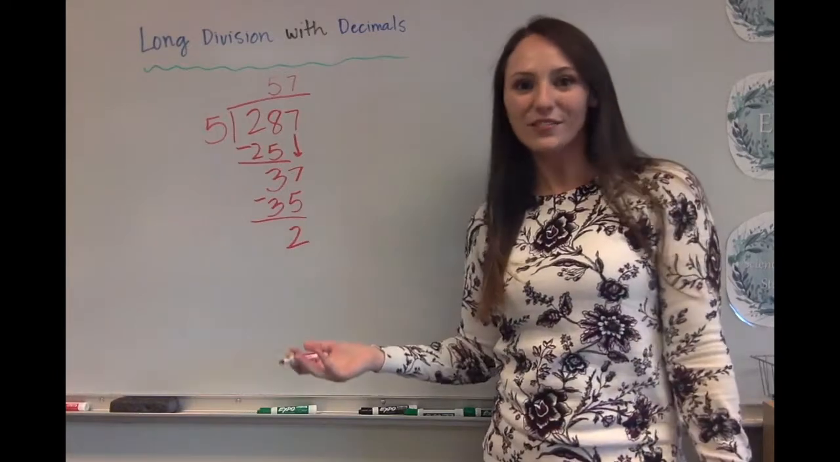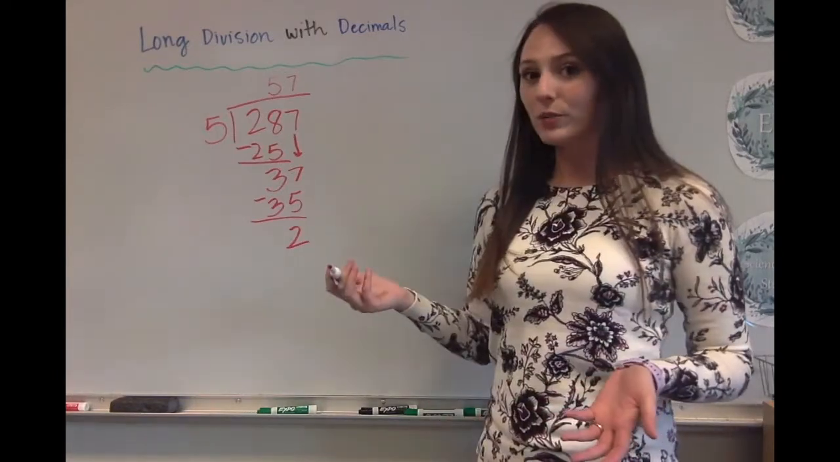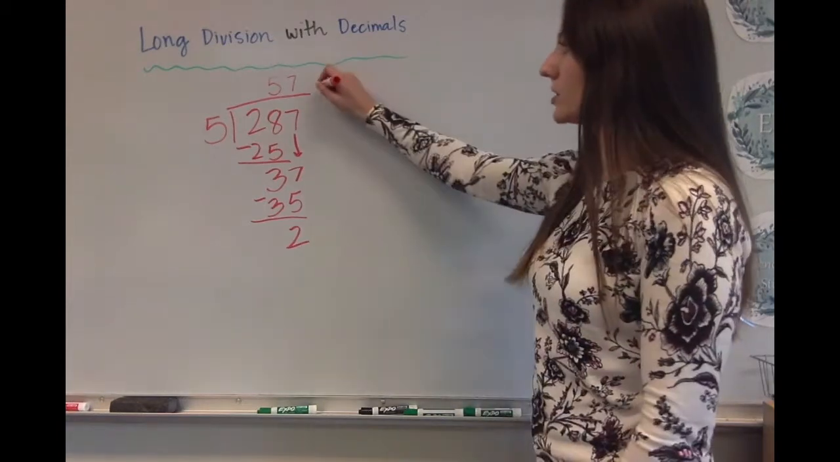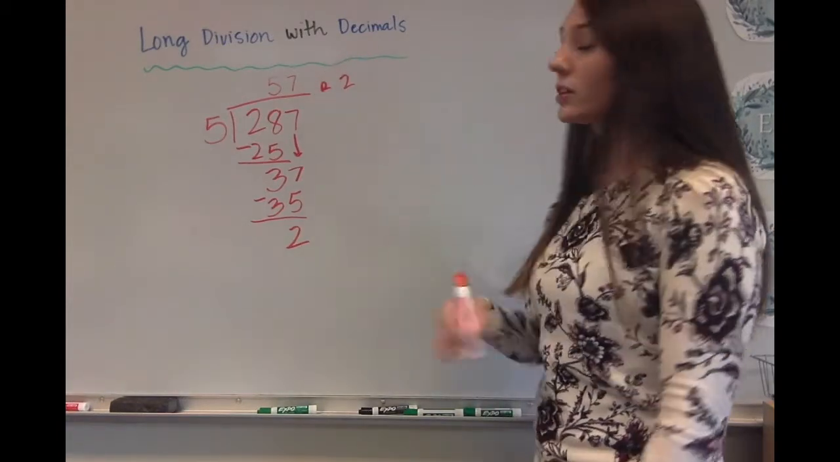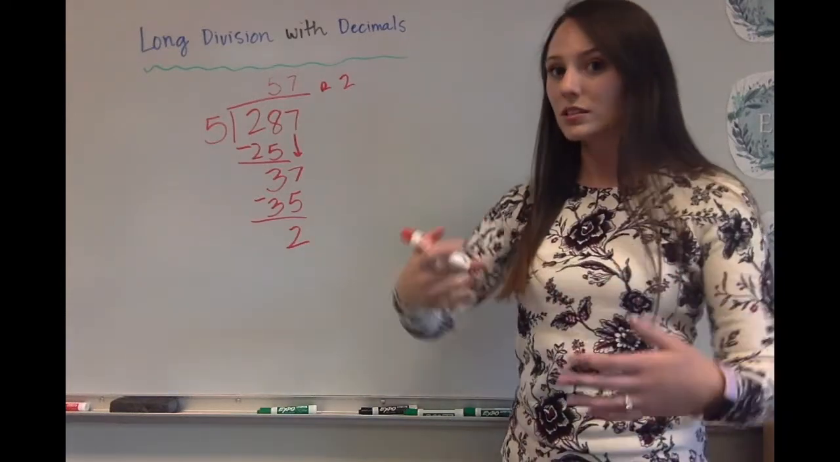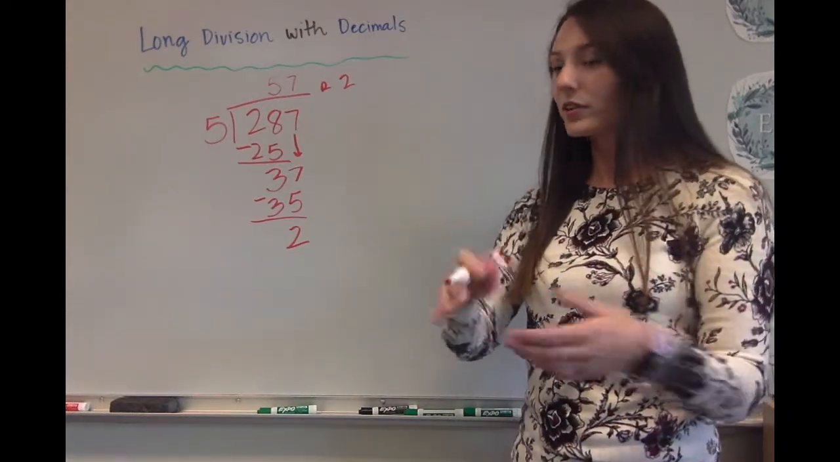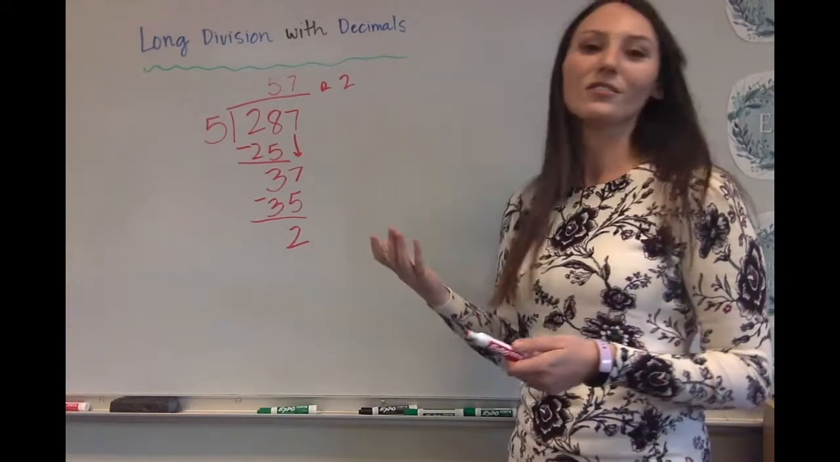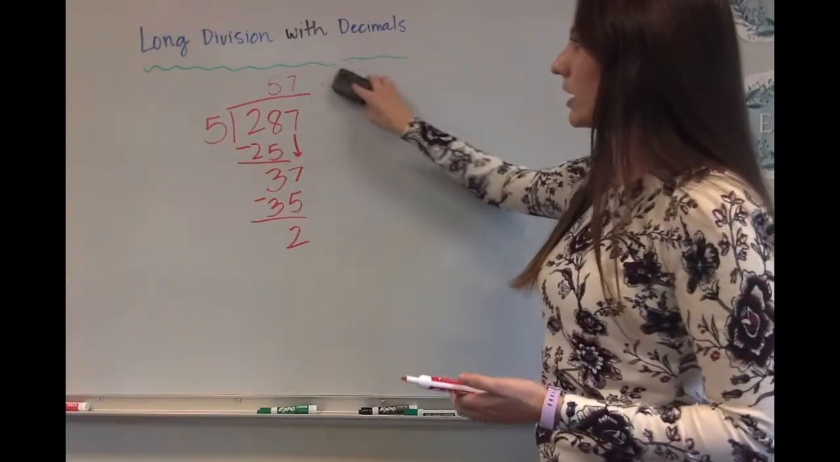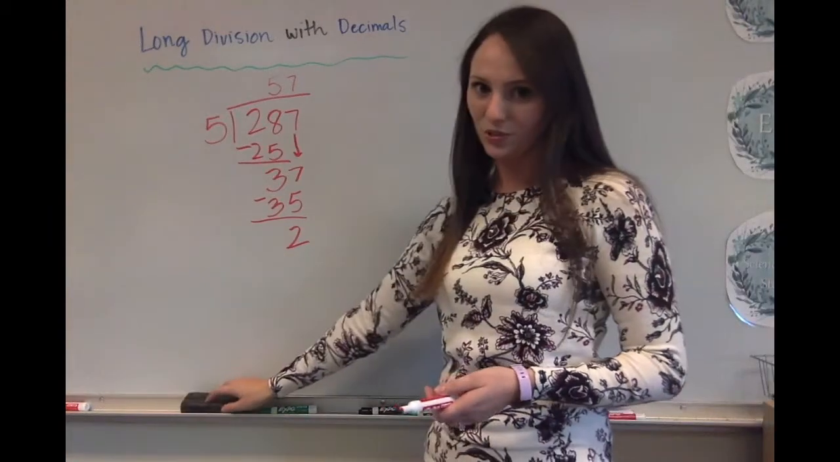Okay, this is the fun part. Before, we would just have this answer be our remainder. So before, our answer would just be 57 remainder 2. And this is a good answer, but sometimes when you get into division a little bit further, you need to solve it in a more accurate way. So we're going to get an even more accurate answer, and we're going to get a decimal.